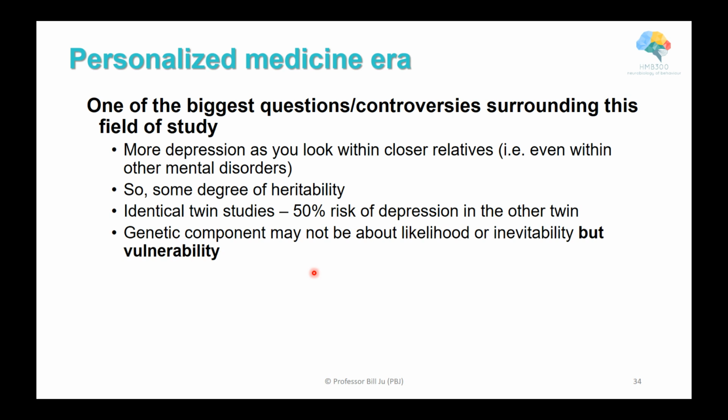If it was due to genetics and genetics only, it would be 100%. Every single twin, the other twin would have depression as well. But it's only 50%. So it cannot be only genetics.